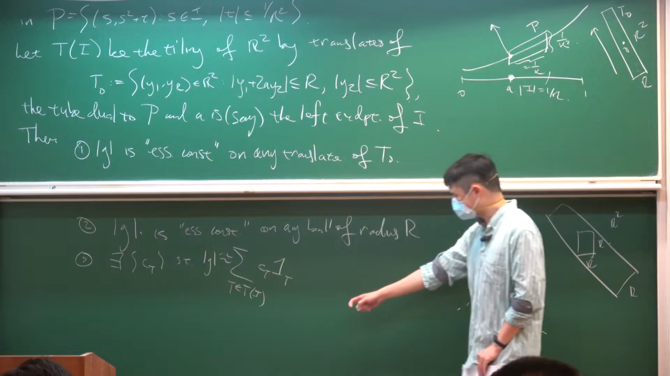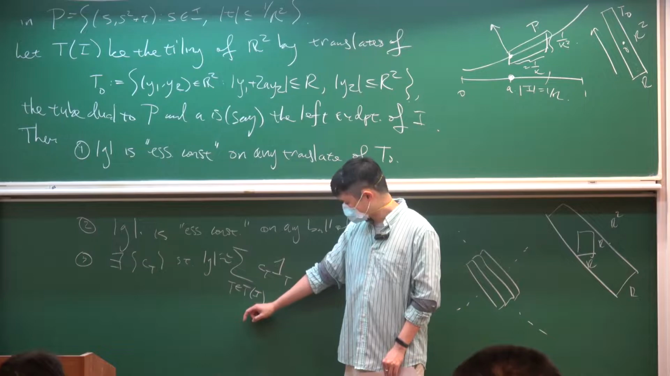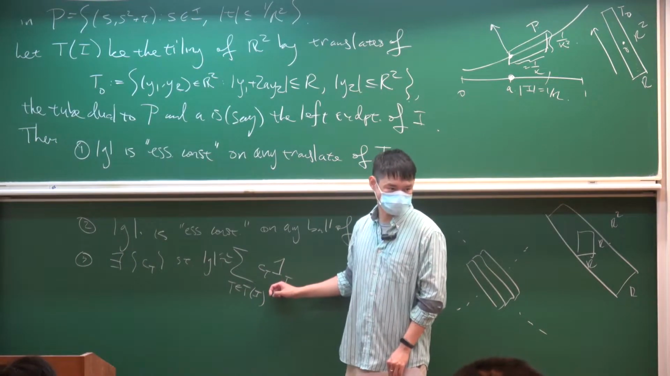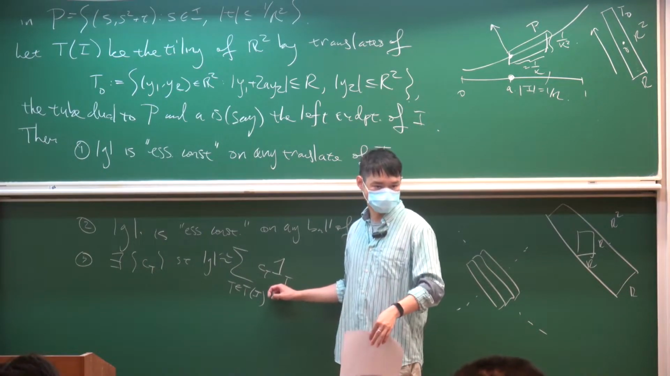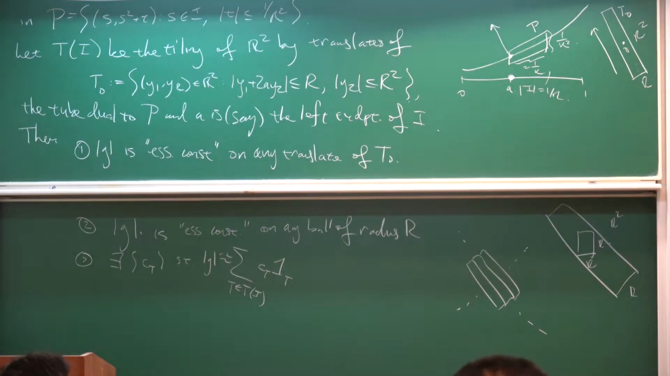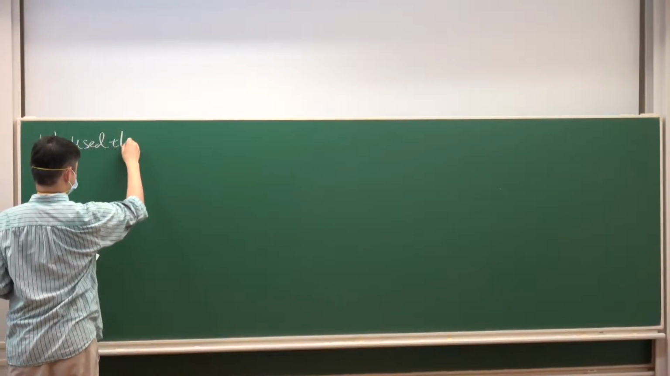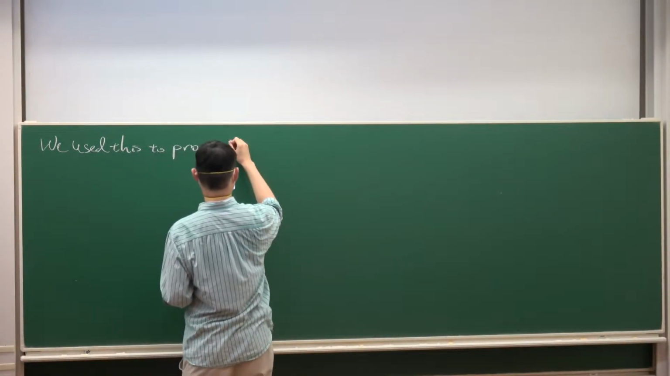And why is this useful? Well, this is some stuff about Fourier analysis, and this turns into a linear combination, and this turns into data about indicator functions. And so then we start turning this problem about Fourier analysis into one of a more combinatorial nature. So what did we use this to prove last time? We used this to prove the following.